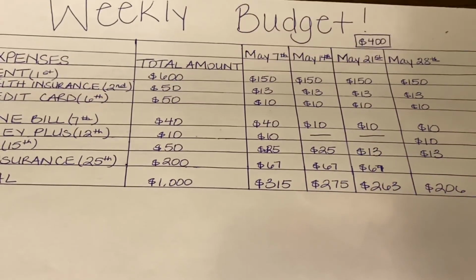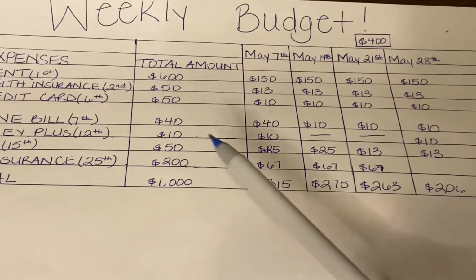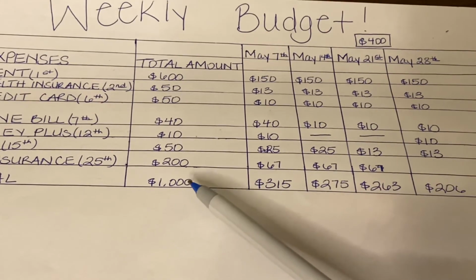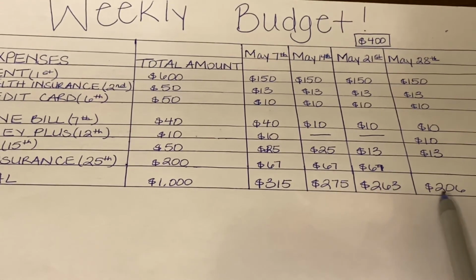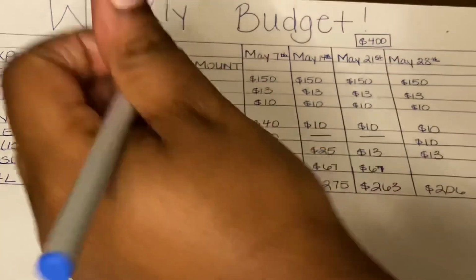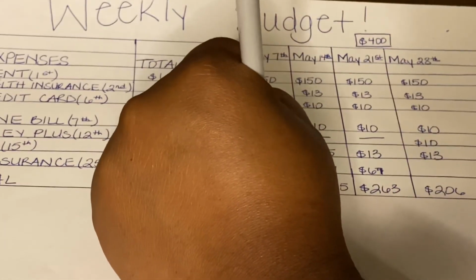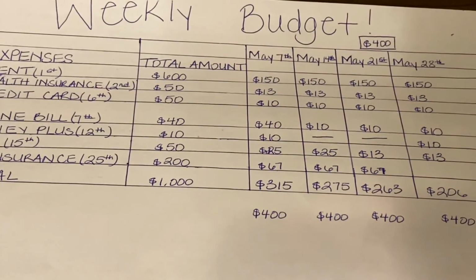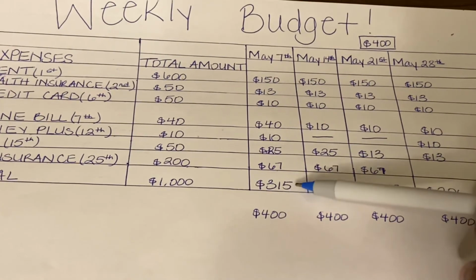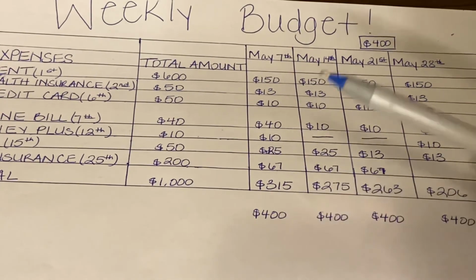So as you can see here, our overall total is going to be $1,000. And then here's what we'll be taking out each week for the month of May. So for each week, we get paid $400, right? This goes under each week. Each week we get paid $400. So now we're going to subtract the amount that we have to take out from the 400 and see what we're left with.